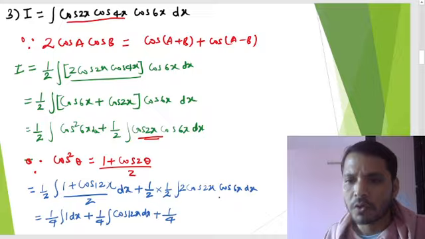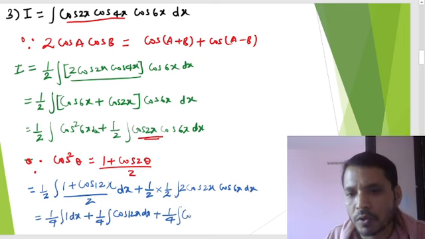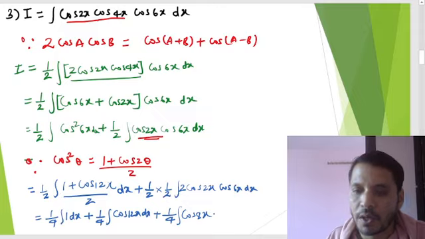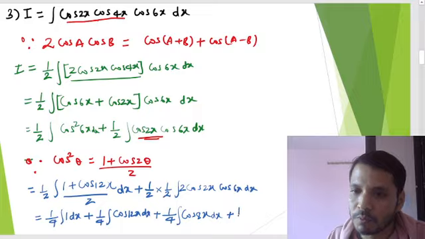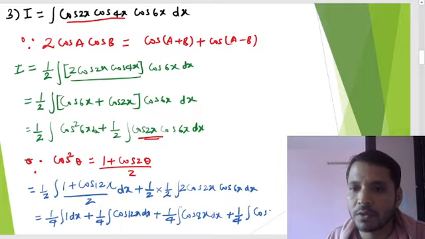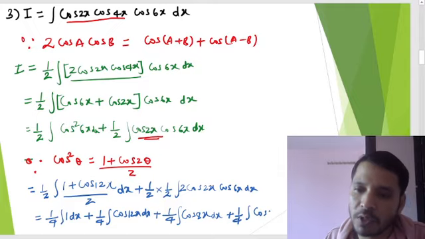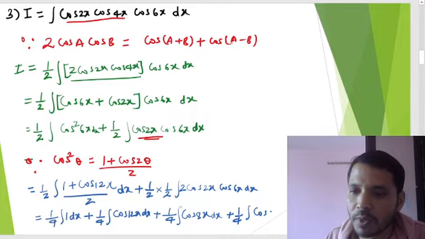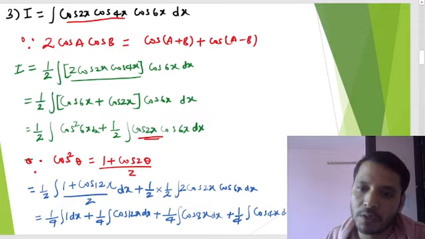so it will become 1 by 4. Here cos 2x into cos 6x, we can write it as cos A plus B, that means 8x, right, 8x into dx, and then plus 1 by 4 again, here integral cos of the difference of both, that is 2 minus 6, 4, cos minus or plus is same, so instead of minus 4 we will write plus 4, so cos 4x into dx.